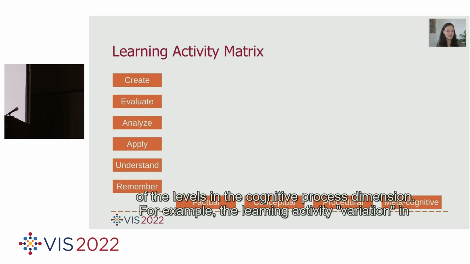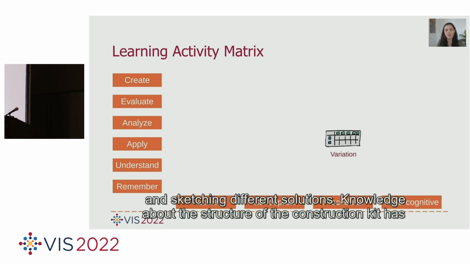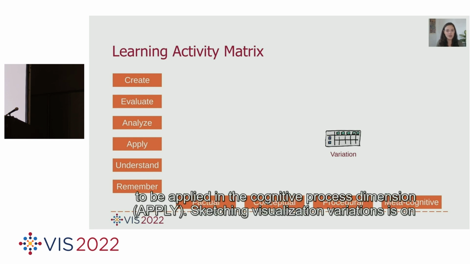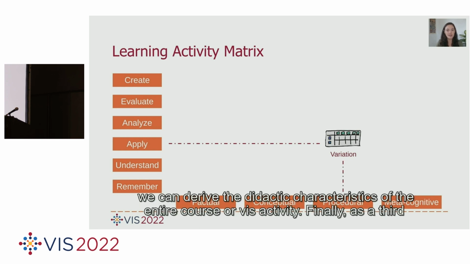For example, the learning activity variation in the interface construction kit includes exploring the design space by varying the building blocks and sketching different solutions. Knowledge about the structure of the construction kit has to be applied in the cognitive process dimension. Sketching visualization variations is on the procedural knowledge level. After each learning activity is placed in the matrix, we can derive the didactic characteristics of the entire course or viz activity.